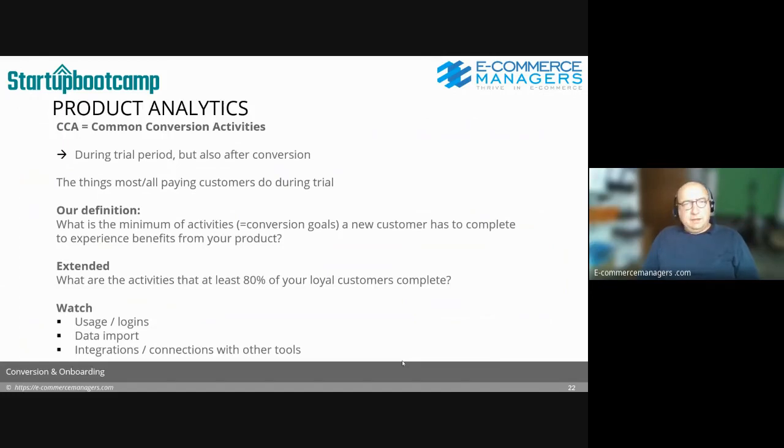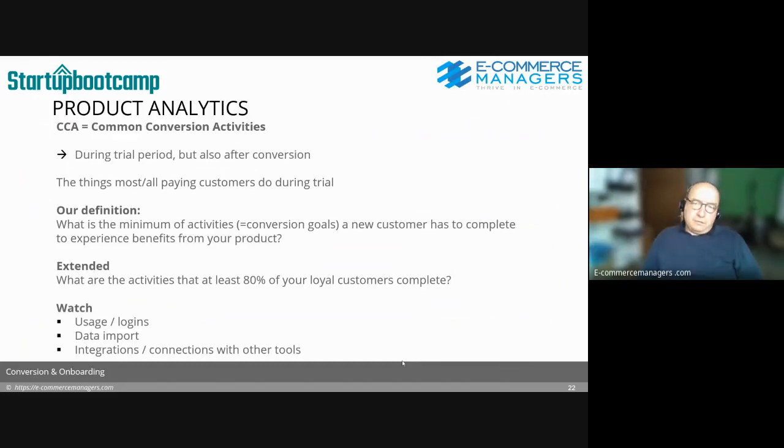Product analytics. Same as for a website. I'm assuming now everything is on the web or the app, so you can just use Google Analytics. Focus on the common conversion activities. So what are common conversion activities? We have mentioned it before during the trial period, but it's also after the conversion with the onboarding. The things most or all paying customers do during the trial or during the conversion moment. Our definition is: what is the minimum of activities a new customer has to complete to experience benefits from your product? And you also have an extended definition: what are the activities that at least 80% of your loyal customers complete?